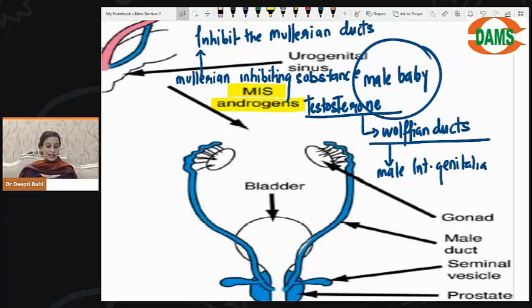Now coming to very important points. I hope you remember when I say important point, it means MCQ. MCQ for all of you, okay?